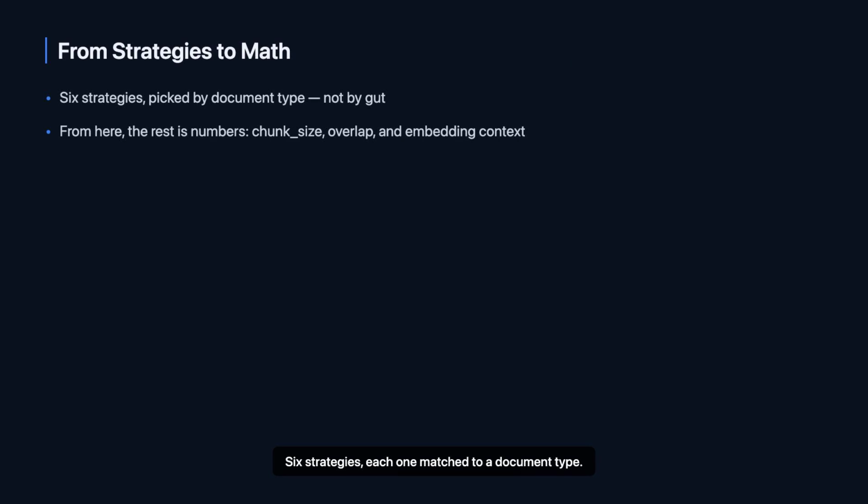6 strategies, each one matched to a document type. From here, the rest of the episode is numbers: the chunk count math that decides chunk_size and overlap, then matching an embedding model to that chunk size.